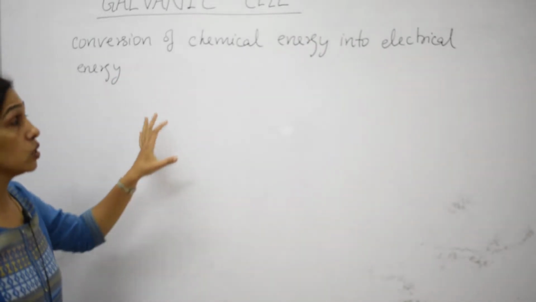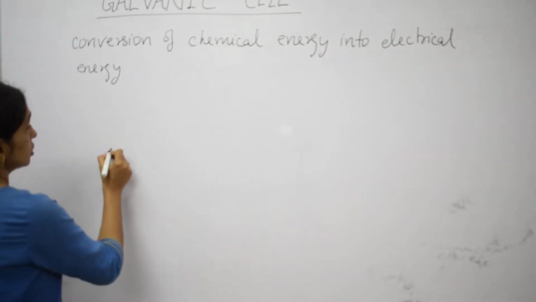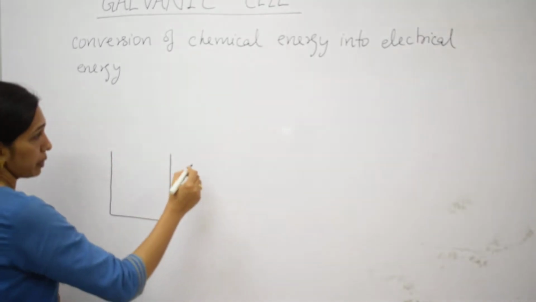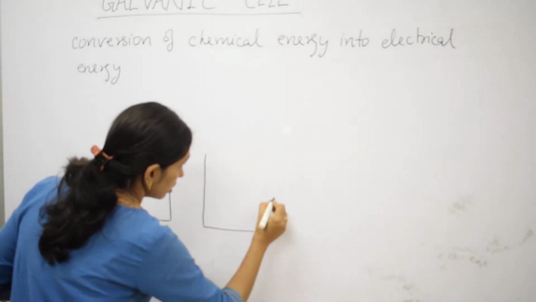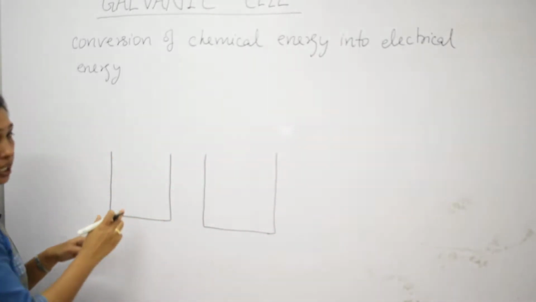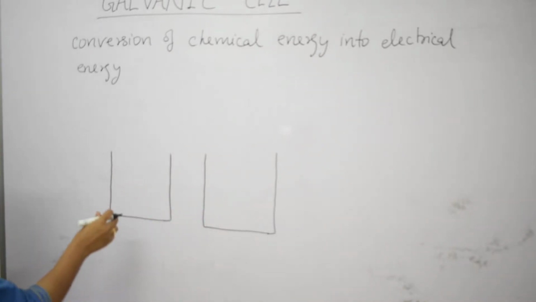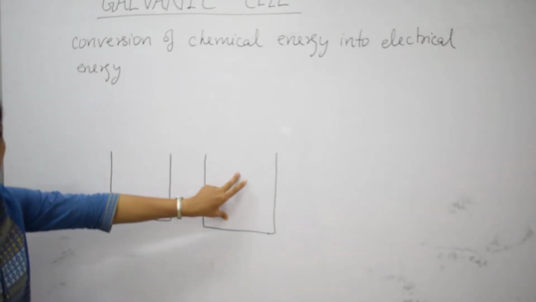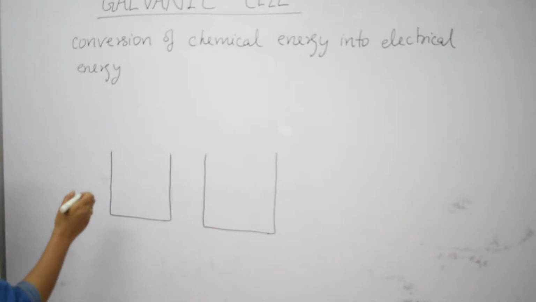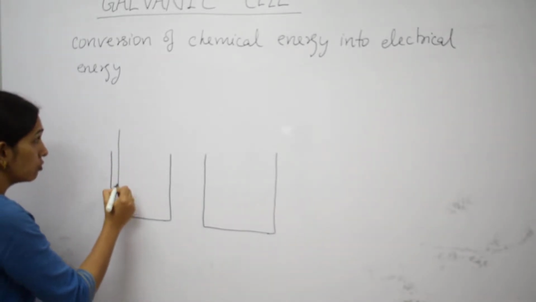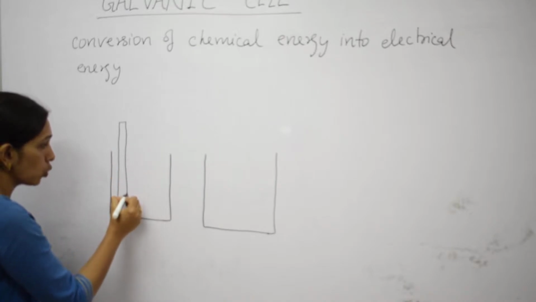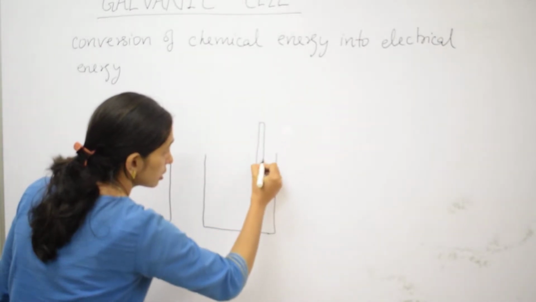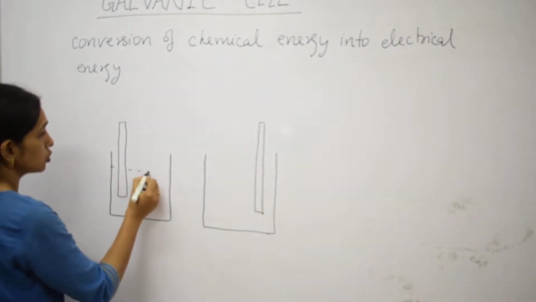In a galvanic cell, two half cells are there. So, galvanic cell is made up of two half cells or redox couples. One is named oxidation half cell and second one is reduction half cell, or oxidation half cell is also termed as anode half cell and reduction half cell as cathode half cell. Now, in each half cell, one metal rod is dipped into its own salt solution.